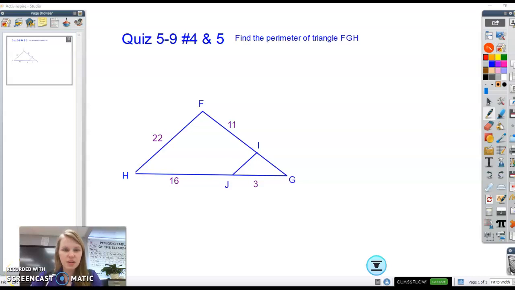All right, we're going to take a look at quiz 5-9. Number 4 and 5 were a little bit tricky, and I wasn't able to help those who were asking in class, so I'm here to clarify those questions.